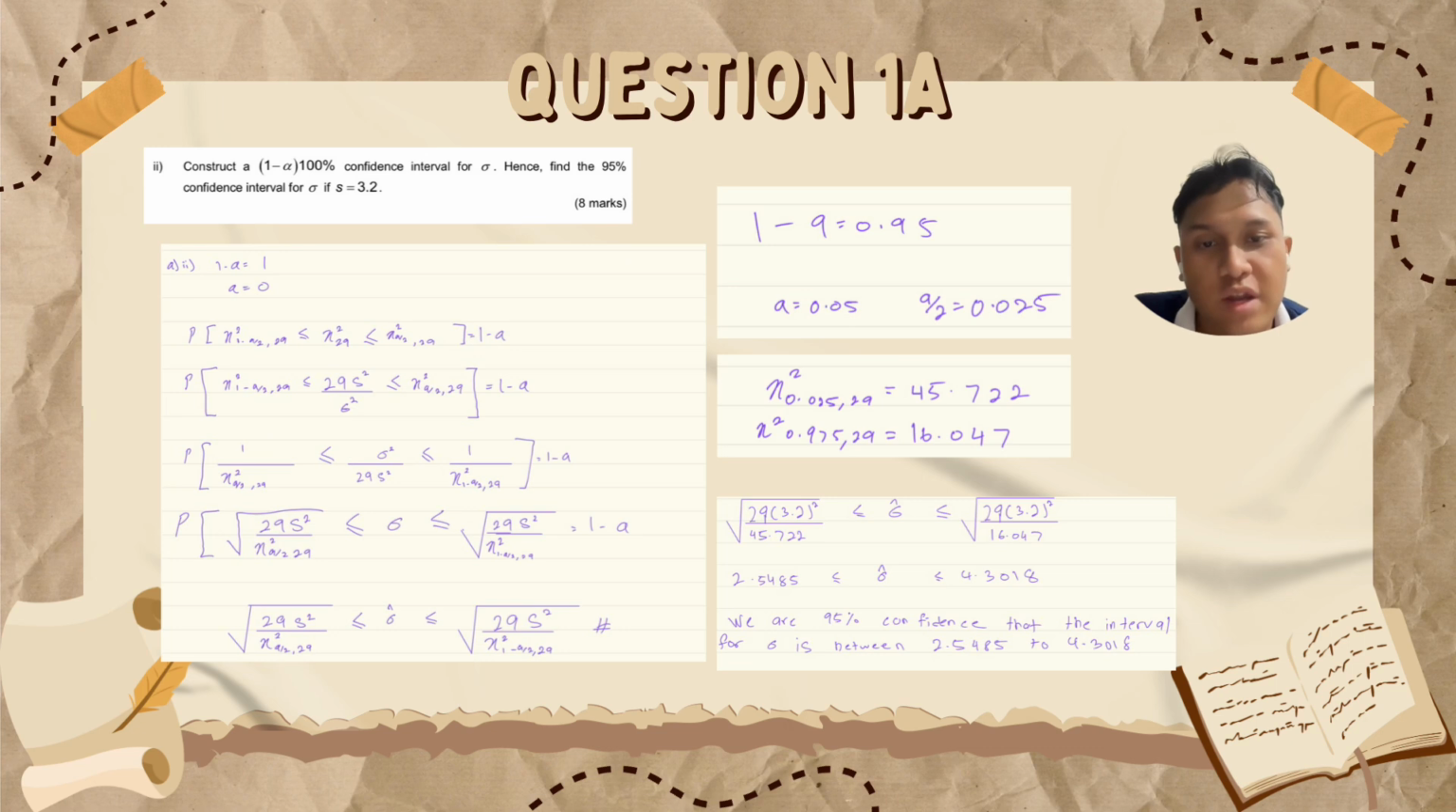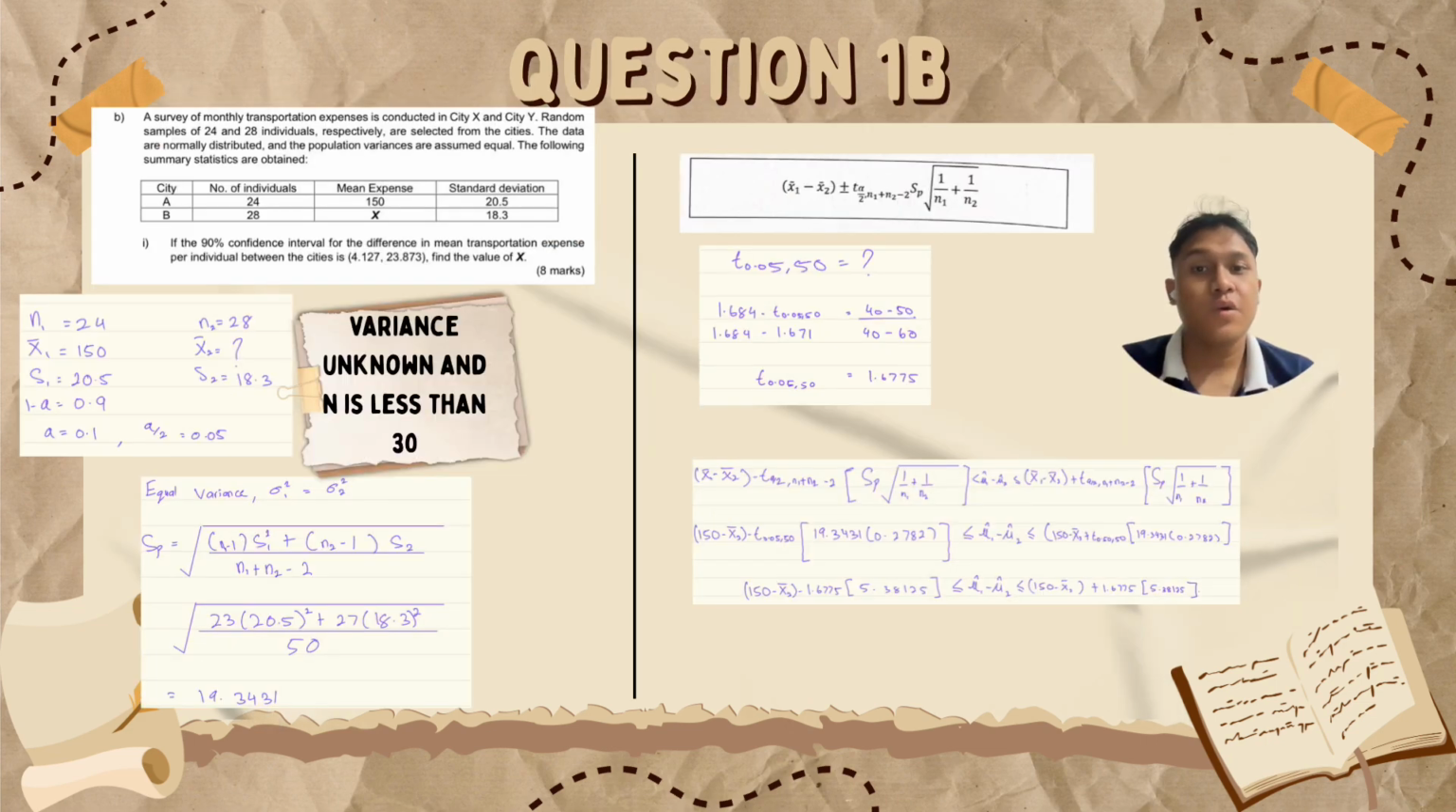So we know that chi-squared 0.025, 29 is equal to 45.722, while chi-squared 0.975, 29 is equal to 16.047. By putting every information into the formula on the bottom left, we will get that the 95% confidence interval for standard deviation is between 2.5485 to 4.3018.